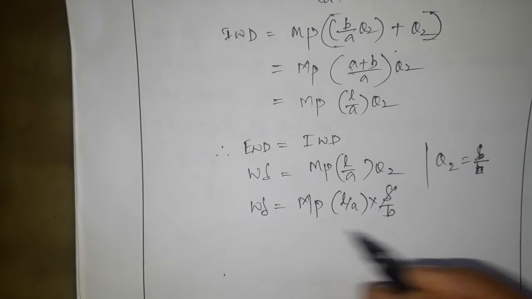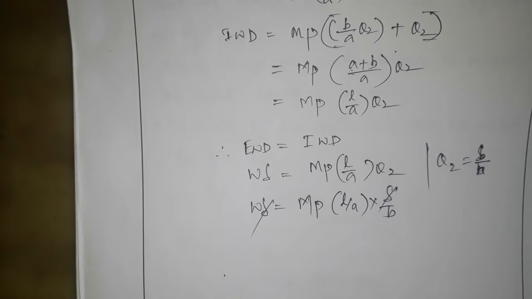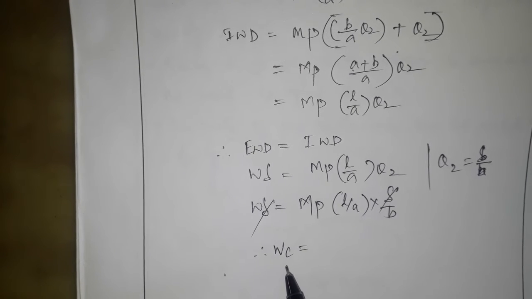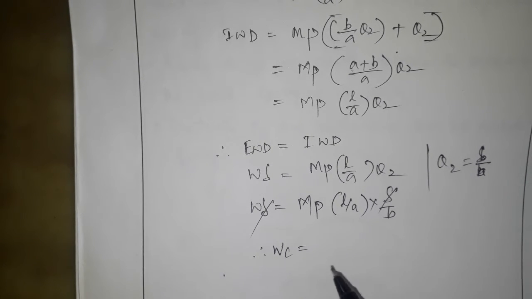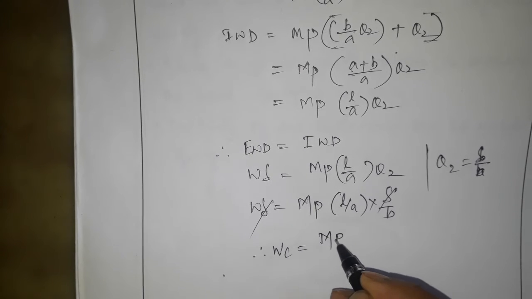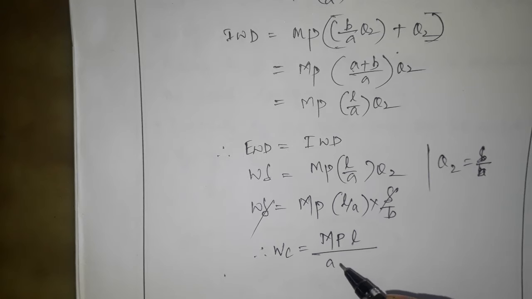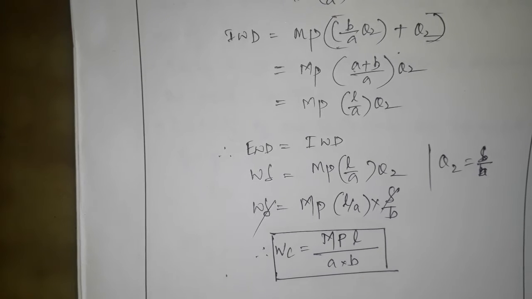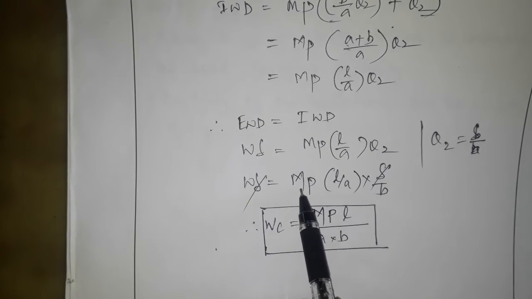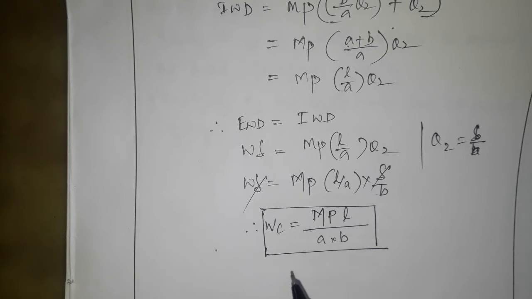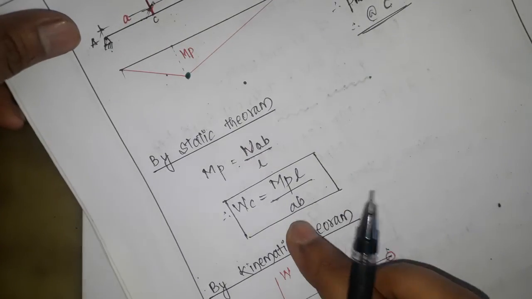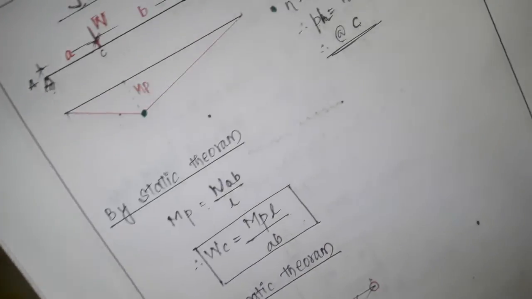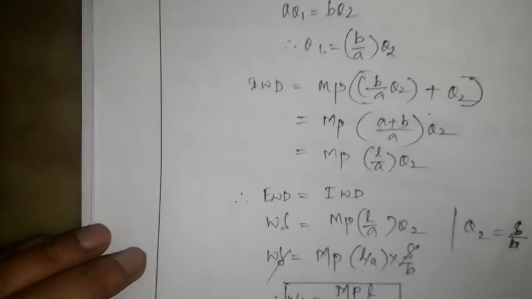So after simplifying we will get WC is equal to MP into L divided by A into B. So this is the collapse load by kinematic theorem. So we got the collapse load by kinematic theorem. The same you have got here by static theorem, MP into L divided by A into B. Same. Okay, these are the steps we have to follow.